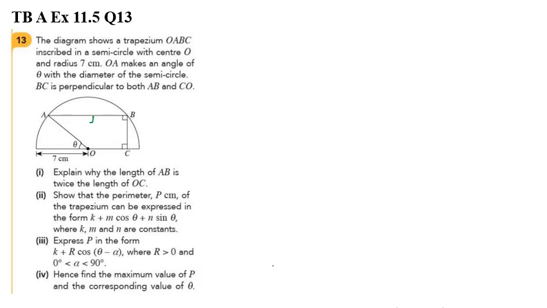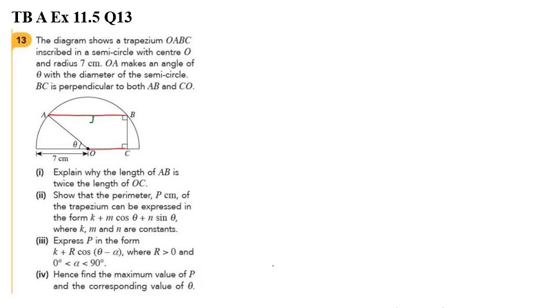If you look at the diagram, that is made up of a semicircle, and inside the semicircle, there's a trapezium OABC. And this semicircle has radius 7 centimeter, and OA makes an angle theta with the diameter of the semicircle. And you're told that BC is perpendicular to both AB and CO. All right, so we need to explain why the length of AB is twice OC.